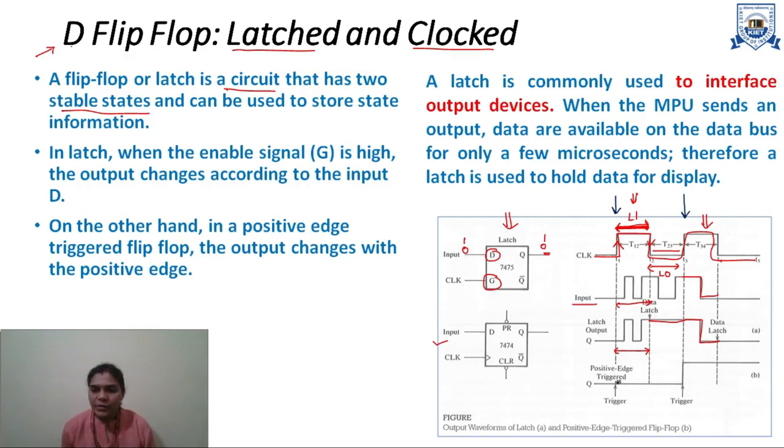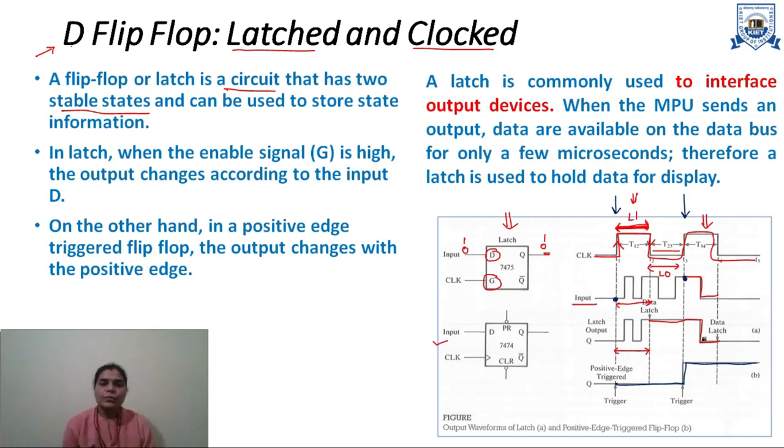Here you can see that the input is 0 and the positive edge triggers the output to be 0. This output remains until the next positive edge. Here you can see that the input is 1, so the output will also be 1. And this output will remain until the next positive edge comes.